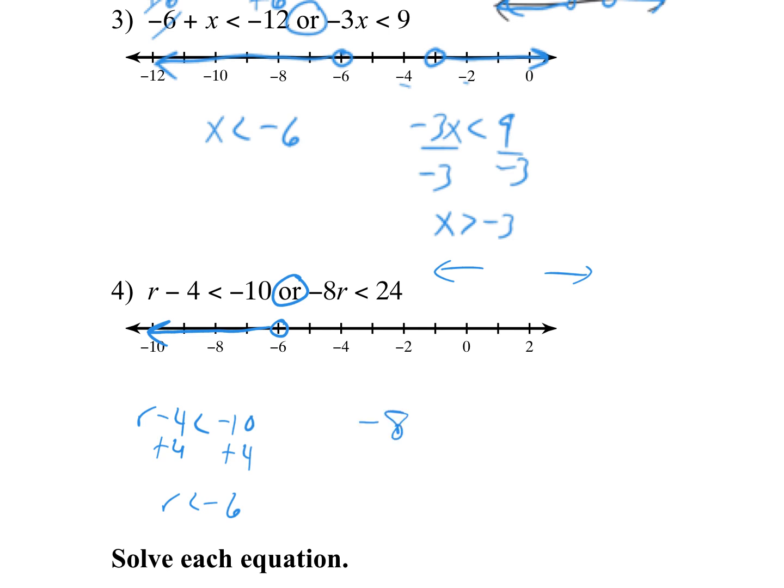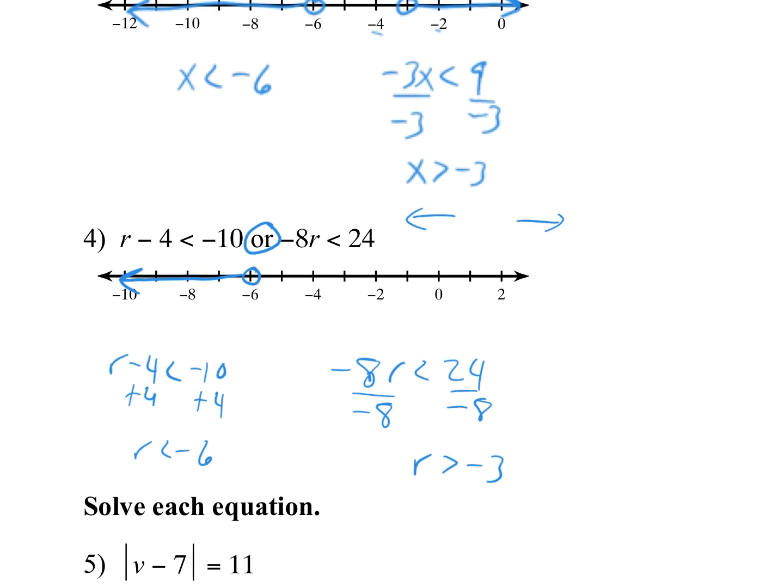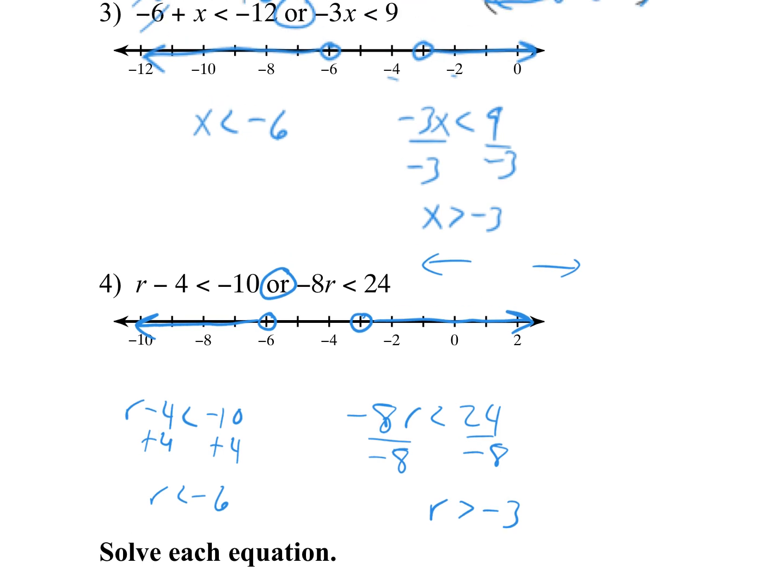And now to do negative 8r is less than 24. Divide everything by negative 8. So we get r is greater than negative 3. Why is it greater than? Okay, you flip the sign. Good. You flip the sign when you divide by a negative. So anything greater than negative 3, again, negative 3 is going to be between negative 4 and negative 2. Anything greater is going to go in this direction. So there's your graph, and this is your inequality.